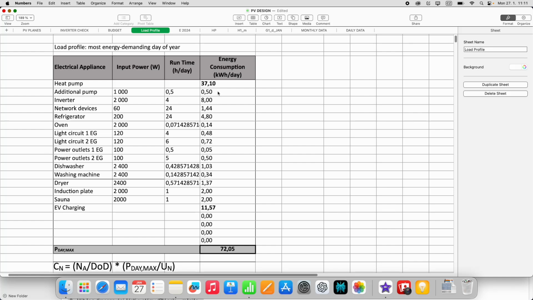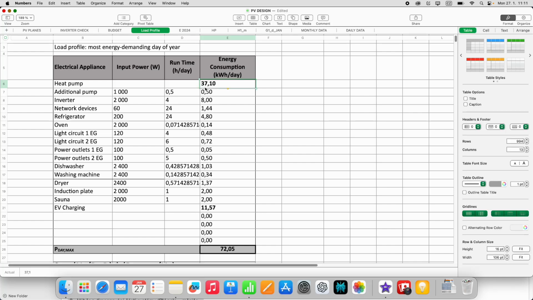Now I will show you where I got this value for the heat pump, and I will also mention that it's nice to have in mind some room for EV charging if you're planning to drive an EV or have one, and how to simply calculate that. So this leaves us with 74 kilowatt hours a day, which is a huge ton of energy, actually.